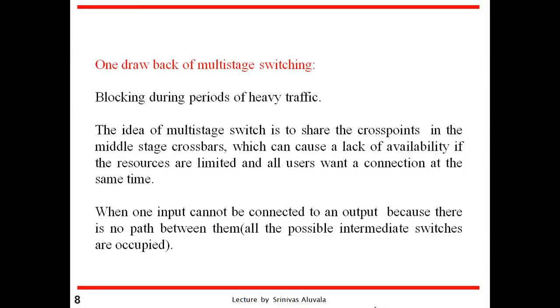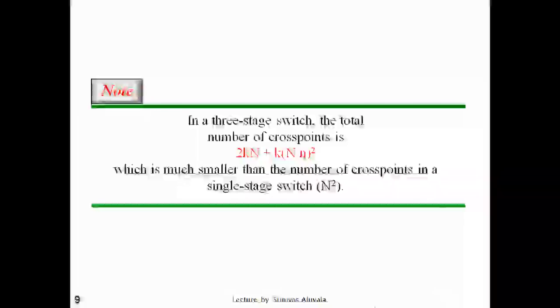But if we design a three-stage switch where the number of crosspoints is less than 25% of the crosspoints needed for the data communications, there arises blocking during periods of heavy traffic. The idea of a multi-stage switch is to share the crosspoints in the middle stage crossbars, which can cause a lack of availability when the resources are limited and all users want a connection at the same time. When one input cannot be connected to an output because there is no path between them, all the possible intermediate switches are occupied.